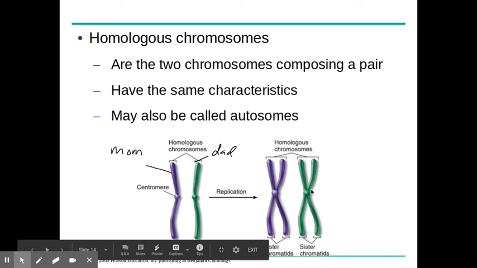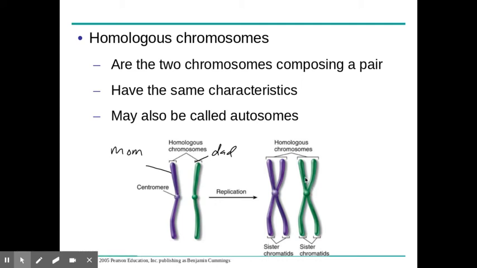They also would have the same gene. So going back to my hair color example, if hair color was right here on this chromosome, it would be right here on that chromosome. So they house the exact same genes. Now, might those genes be different? Sure. Like if dad has black hair and mom has blonde hair, you might have 2 different genes. But they have the same types of genes on them.